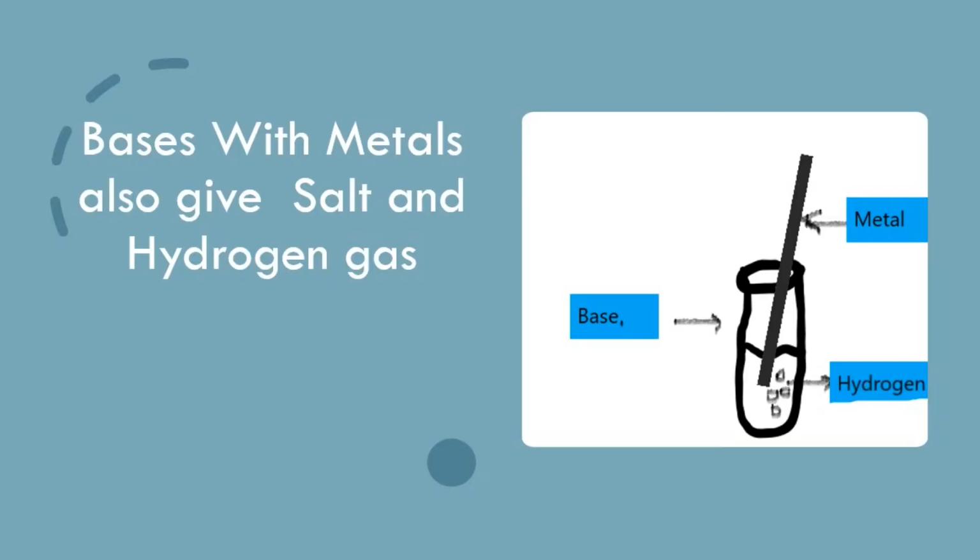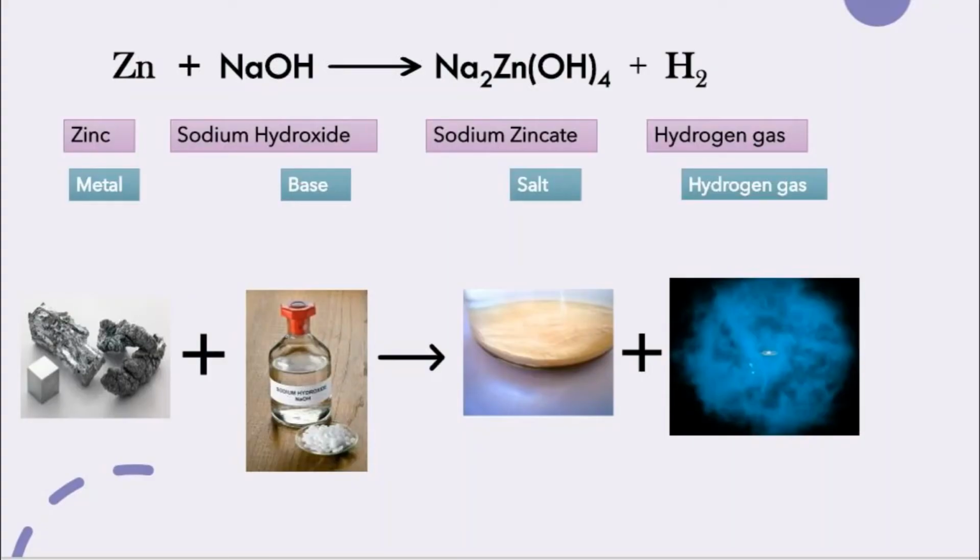So what happens when bases react with metals? The same thing happens. A salt is formed with the release of hydrogen gas. So when sodium hydroxide, which is the base, reacts with zinc, which is a metal, we get sodium zincate, which is a salt, along with the release of hydrogen gas.